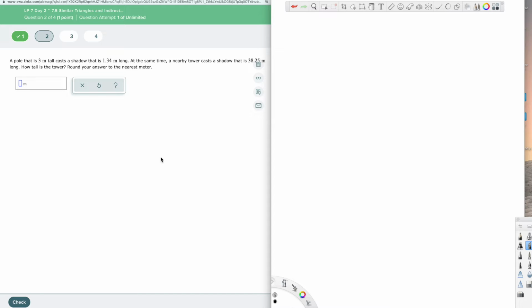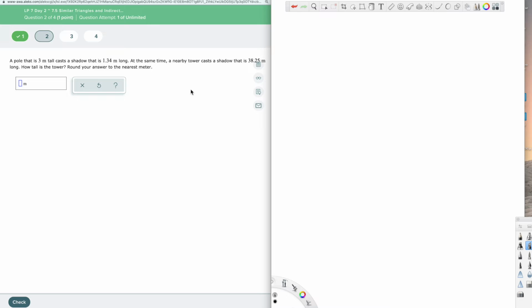So let's read this problem. A pole that is 3 meters tall casts a shadow that is 1.34 meters long. At the same time, a nearby tower casts a shadow that is 38.25 meters long. And how tall is the tower? Round your answer to the nearest meter.